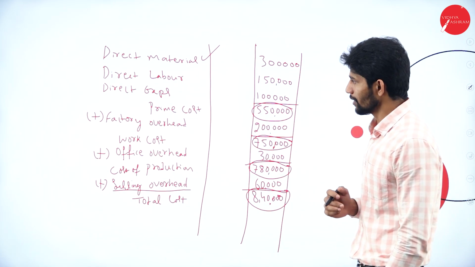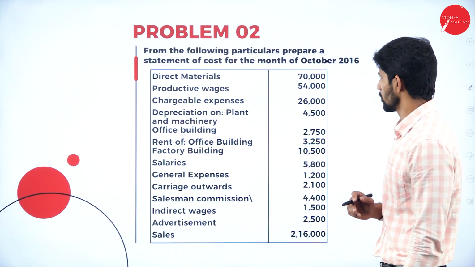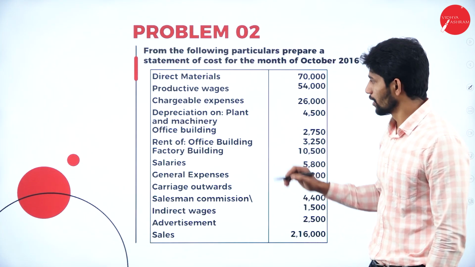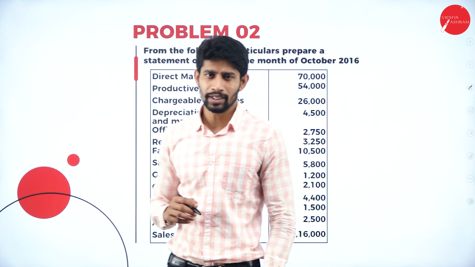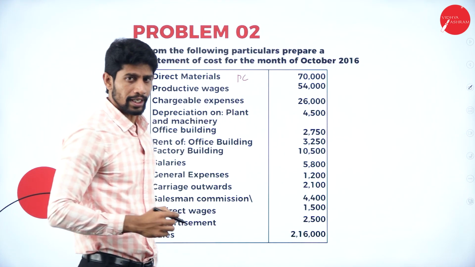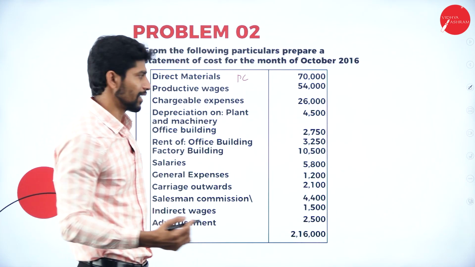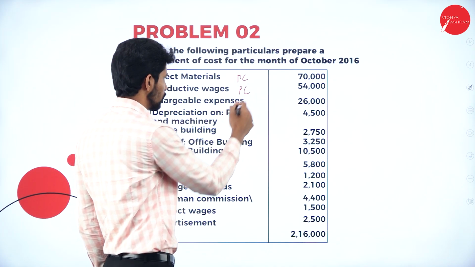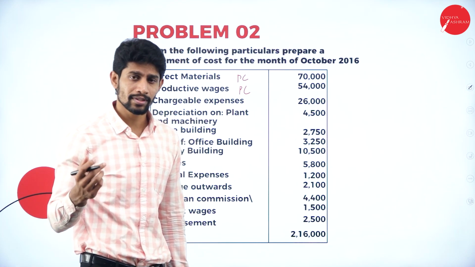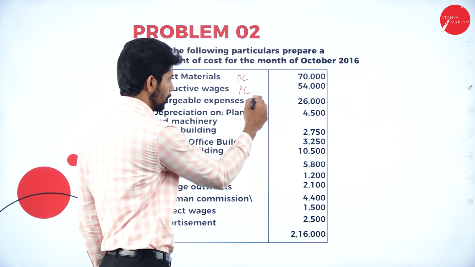Let us move on to the second problem. From the following particulars, prepare a statement of cost sheet for the month of October 2016. These are the informations given. Direct material comes in prime cost, right? Next, productive wages is nothing but direct wages. It comes under prime cost. Next, chargeable expenses. Direct expenses are also called chargeable expenses. This also comes under prime cost.